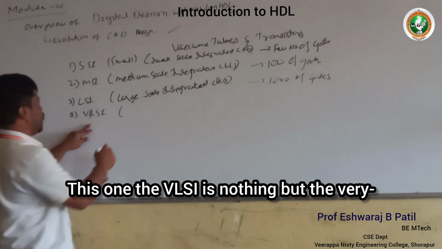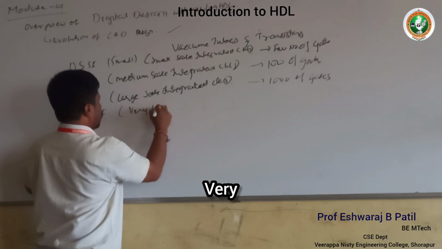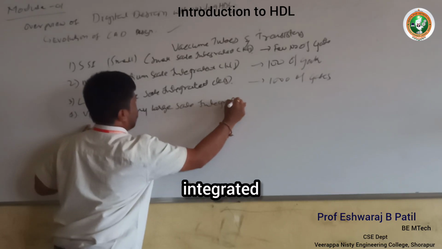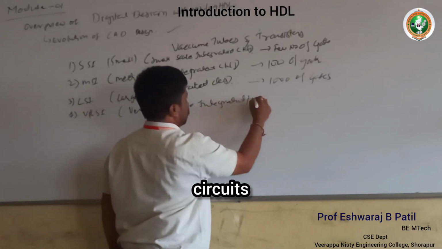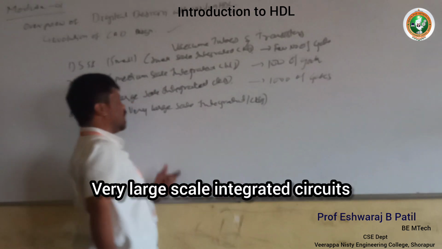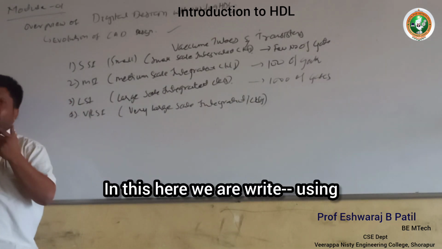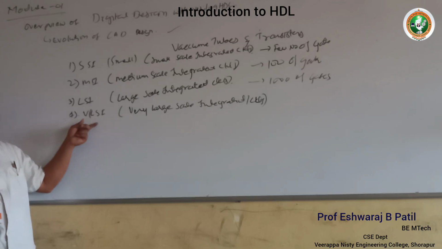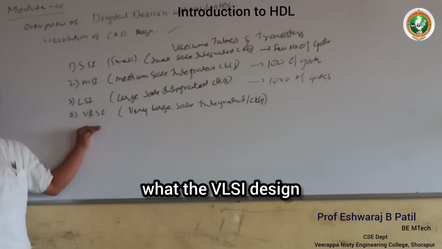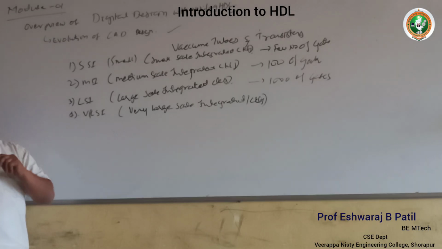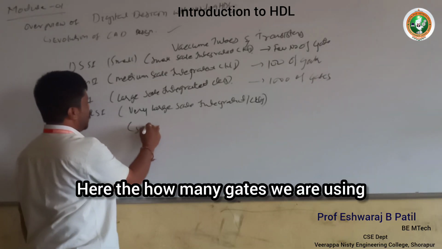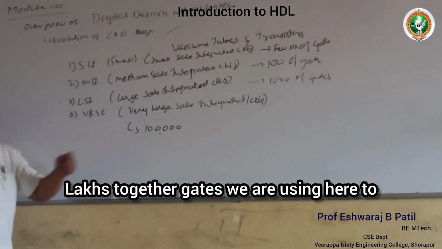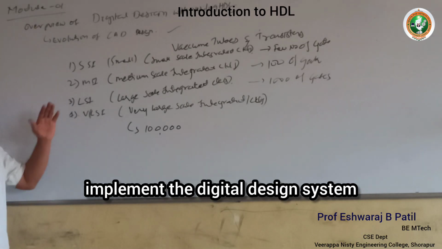VLSI is nothing but very large scale integrated circuits. In this we use a very large number of gates. If my digital design system is very complex, then definitely I will go with VLSI design, using thousands to lakhs of gates to implement the digital design system.